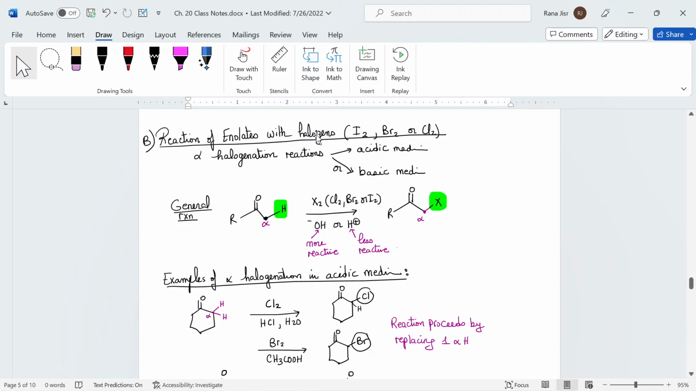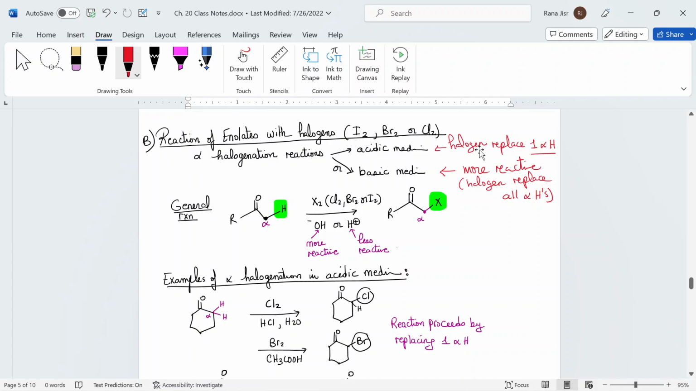The other type of reactions that the enolates undergo is with halogens: iodine, bromine, or chlorine. The reaction can go either by acidic or basic medium. Basic mediums are always more reactive. This means that the halogen is going to replace all the alpha hydrogens. In the acidic medium, the halogen is going to replace just one alpha hydrogen. So this is the difference between acidic medium and basic medium.